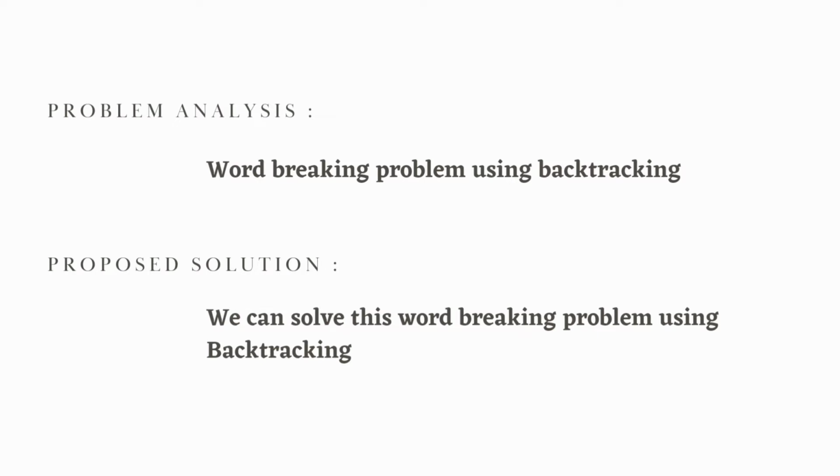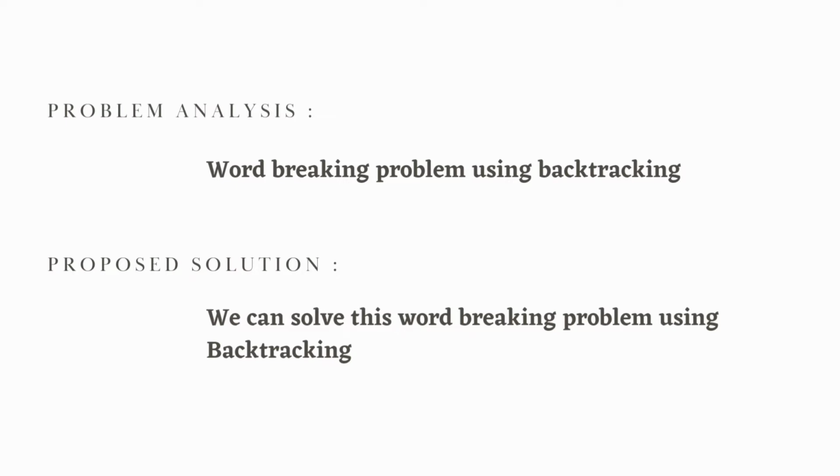So, the problem analysis: the word breaking problem using backtracking. Here, we can get the solution by using the method of backtracking. We have to solve the word break problem using backtracking and recursion. Here we are given a correct sentence without any spaces between the words. Also, we'll be given a dictionary of valid English words. We have to compare those words, whether they are present or not.